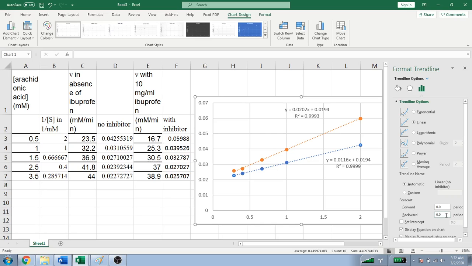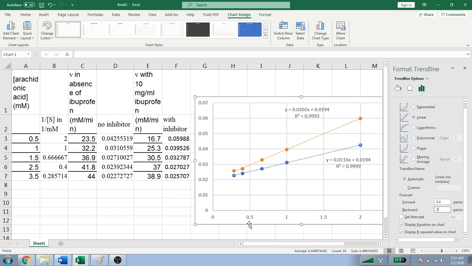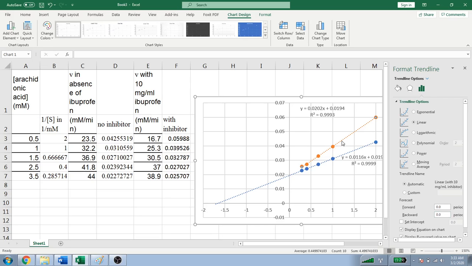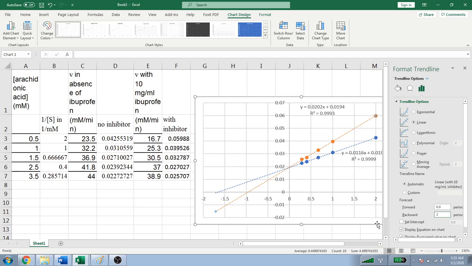I'm going to forecast the line backwards some number of units. Since these x-axis numbers are less than 2, I'm going to put 2 here as my backwards forecast. Press enter, and there it is. Click on this orange dotted line, not the data, but the line itself, and also backwards forecast, maybe 2, see what happens. All right, so now I have some nice x-intercepts there, and I've got some nice equations to work with.